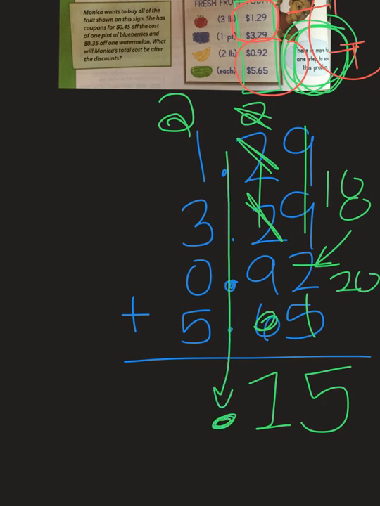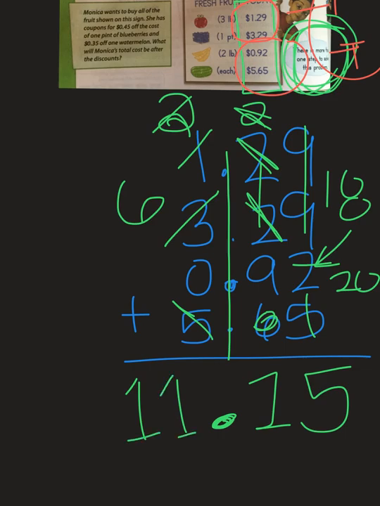Bring the decimal right there. And I can probably get rid of this guy right here now. Bring the decimal down. And then I can add my last column. 2 plus 1 is 3. 3 plus 3 is a doubles fact, that's 6. And then 6 plus 5 is 11. So I have $11.15. And what does that represent?